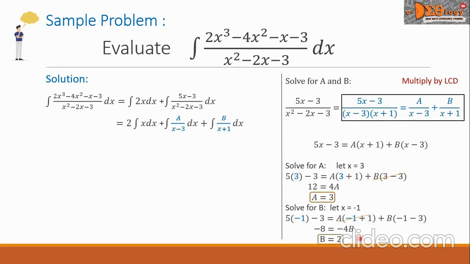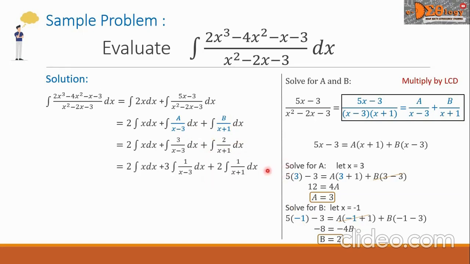Now we can substitute the values of A and B respectively to the integrals here. There we go. Now, since the values of A and B are constants, we can move the constants outside the integral sign. So it will be like this. Now let us do integration of these three integrals. In the first integral, we're going to apply the power rule of integration. In the second integral and the third integral, we will use the substitution method, so that later on the answer will be a natural log.